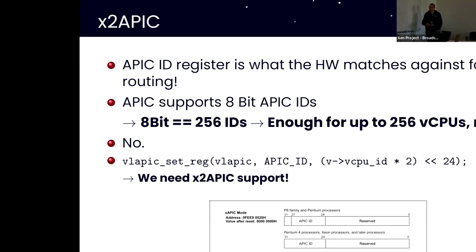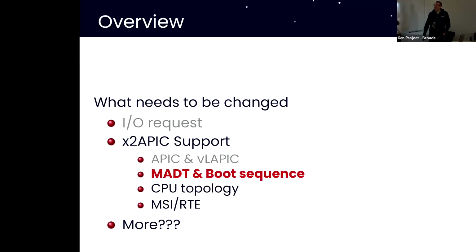So in general, we need x2APIC support. Here below, sorry, there's a piece missing, but it doesn't matter much. In the beginning, this was the original in xAPIC mode. You have this ID register, which was only 4 bits for very old Pentium processors. Then Intel extended it to 8 bits, which is from bit 24 to 31. And then in x2APIC mode, you basically have a register with the full amount. So we have 32 bits of ID space, which should be enough for everyone.